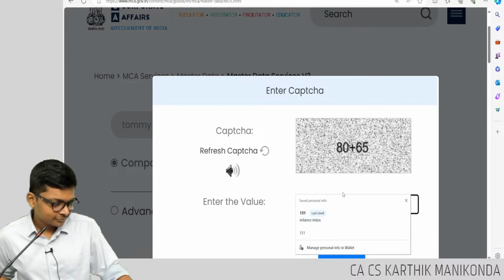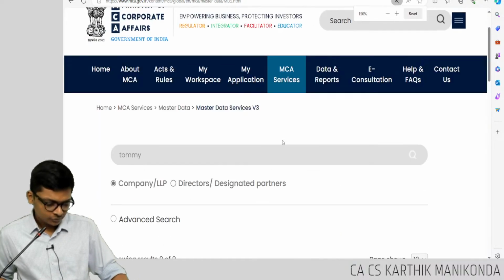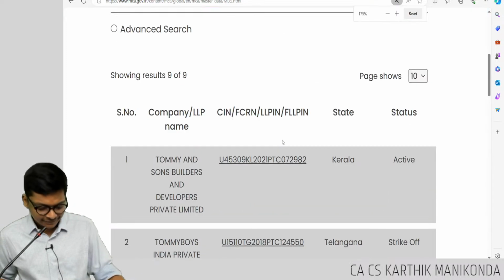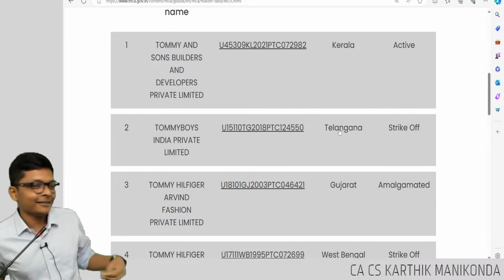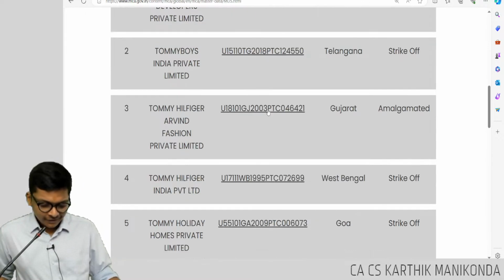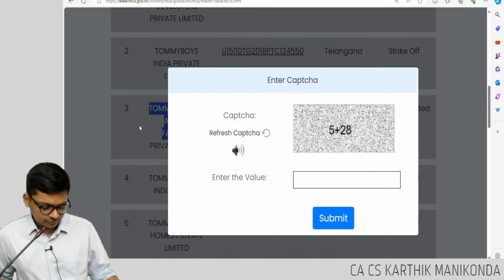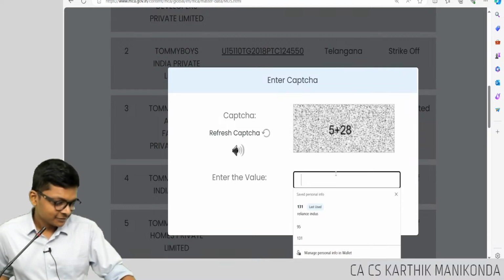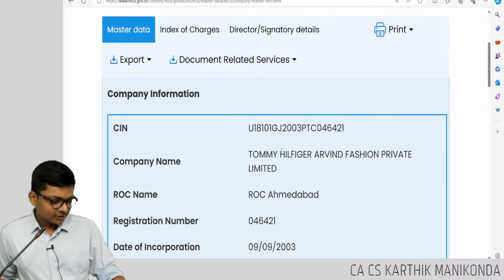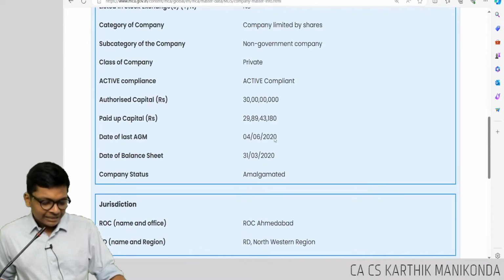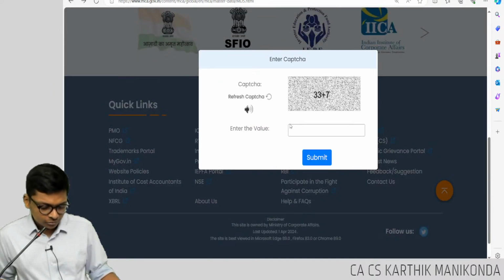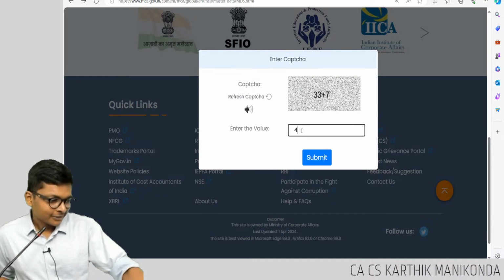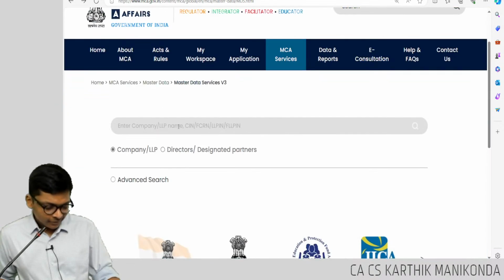Come on, guys. 9 companies in the name of Tommy in India, guys. Kerala, Tommy and Sony. Tommy Boys in Telangana. Okay. Everybody knows the brand. Okay. Now press it. They will remove this soon, guys. Basically, if you click on the company to get more details about the company, when was the last AGM, last balance sheet, a little more details, you will be able to get. They will remove this soon. Don't worry. Everybody will give feedback. Oh, 3 people Tommy.